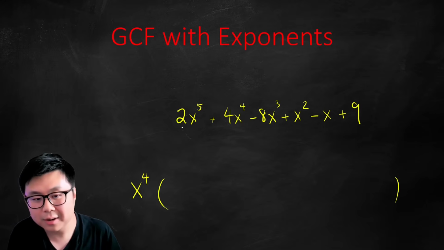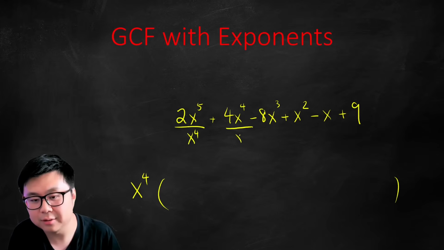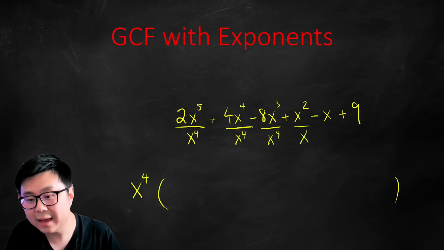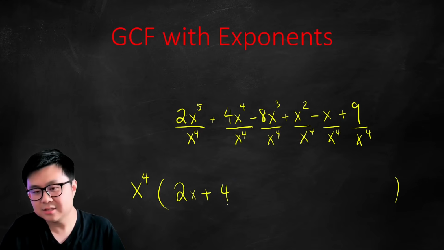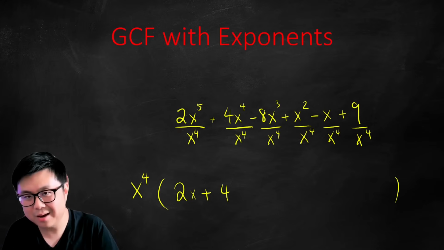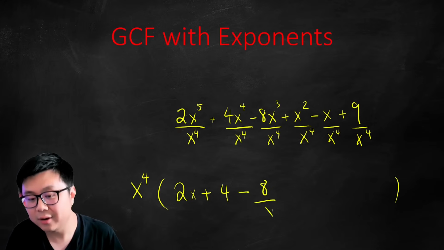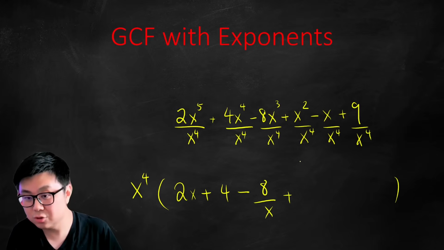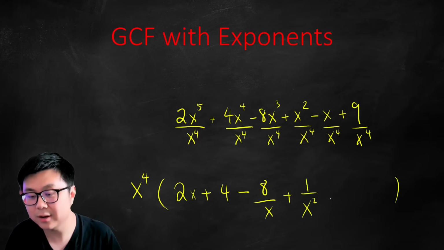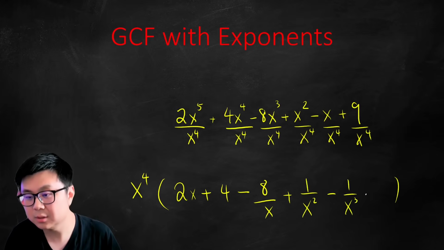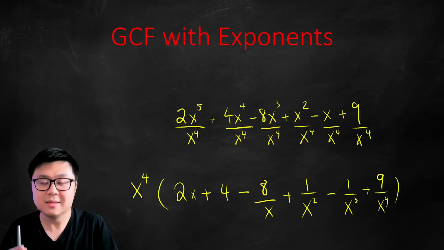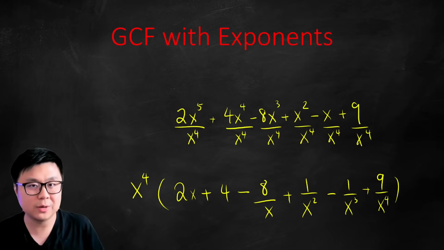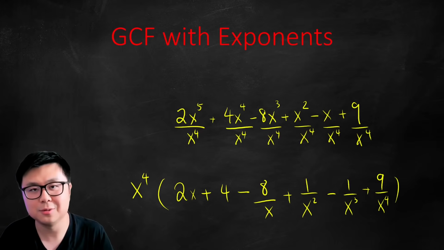So let's see here. We're going to divide each term by x to the power of 4. And when we do that, we're going to subtract the exponents, and let's see what happens. The first term becomes 2x. The second term becomes 4. And then starting with the third term, we actually have more x's on the bottom than the top, so it becomes 8 over x plus, and then here we have 2 more x's on the bottom, so it'll be 1 over x squared minus 1 over x cubed plus, and then we keep the last one exactly the same, 9 over x to the power of 4. That is what you have to do here. It might look weird, it might feel awkward, but you need to know how to do this for calculus.